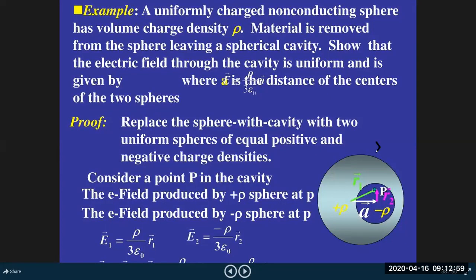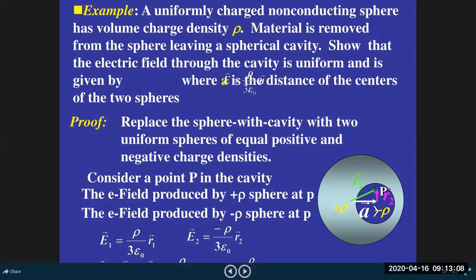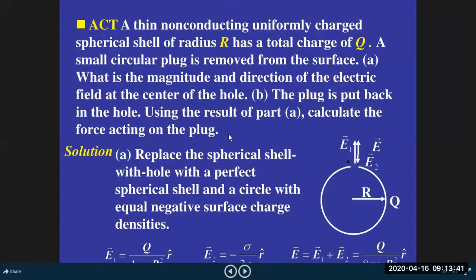In this case, we just treat the two spheres as separate entities. And we take the charge density of the sphere which is removed from the initial charged sphere as negative, so minus rho, and the one which was initially charged is taken as plus rho. Then we find the electric field due to each sphere, and after that, we apply the superposition principle to calculate the net electric field. So look here, here is the result.